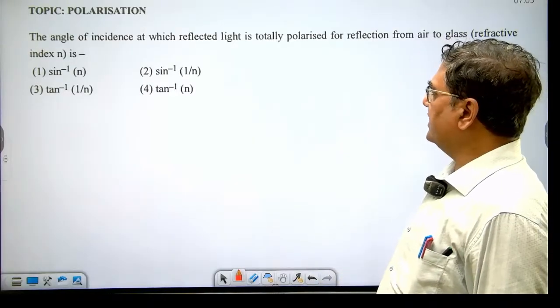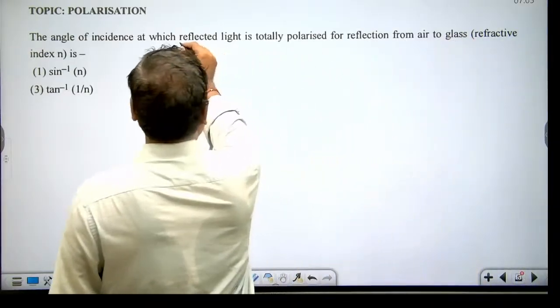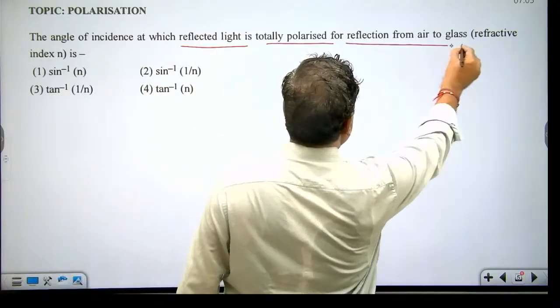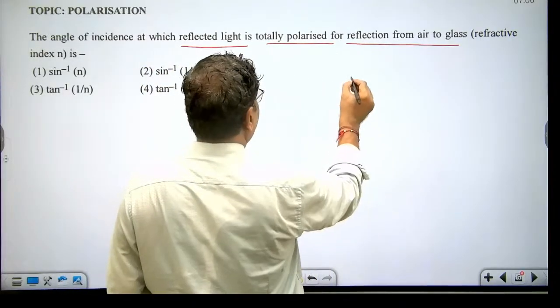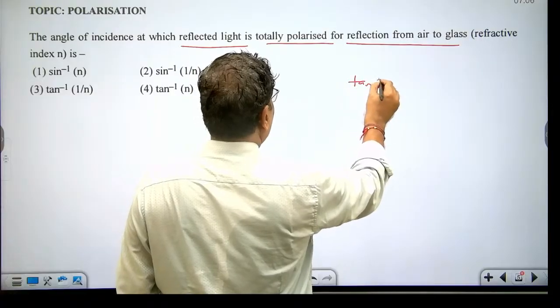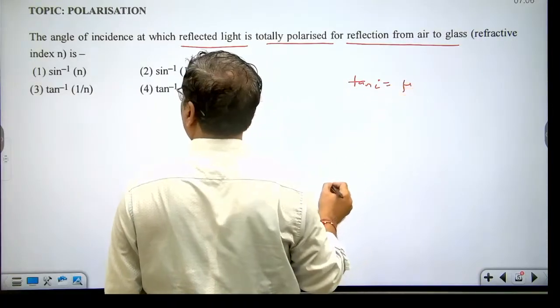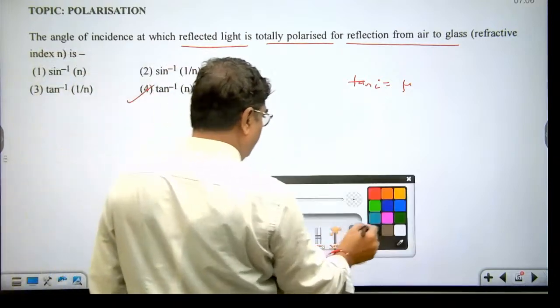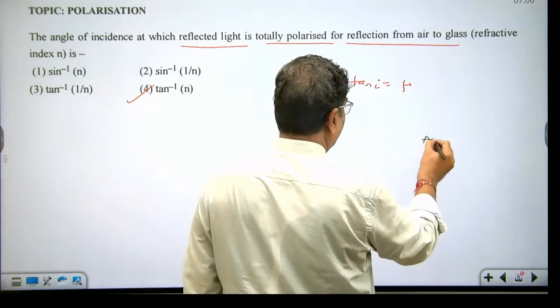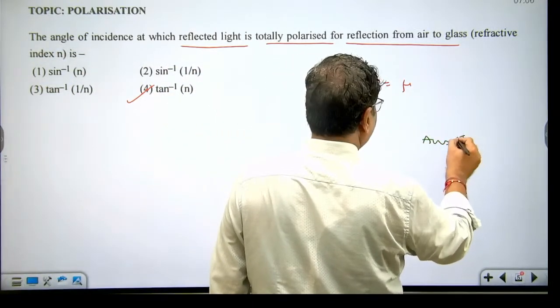The angle of incidence at which reflected light is totally polarized for reflection from air to glass, with refractive index mu, is given by tan i equal to mu. So i equal to tan inverse mu. So out of 4 choices, the correct choice is option 4.